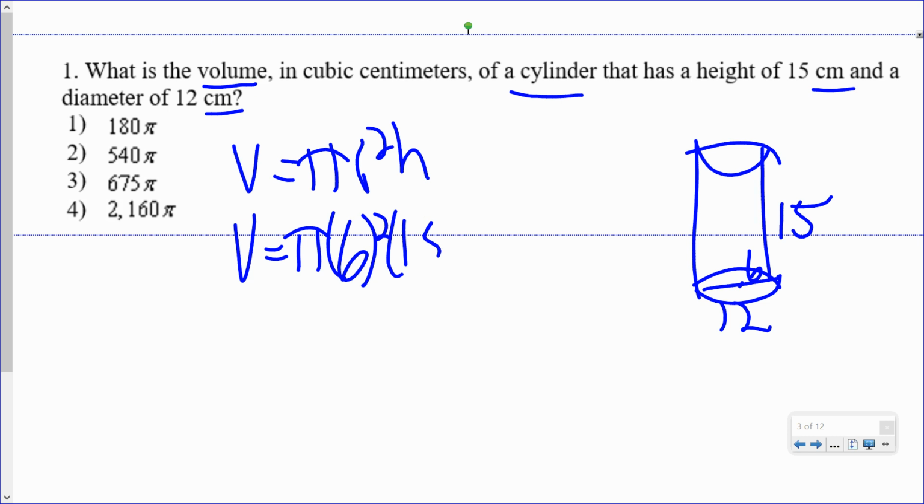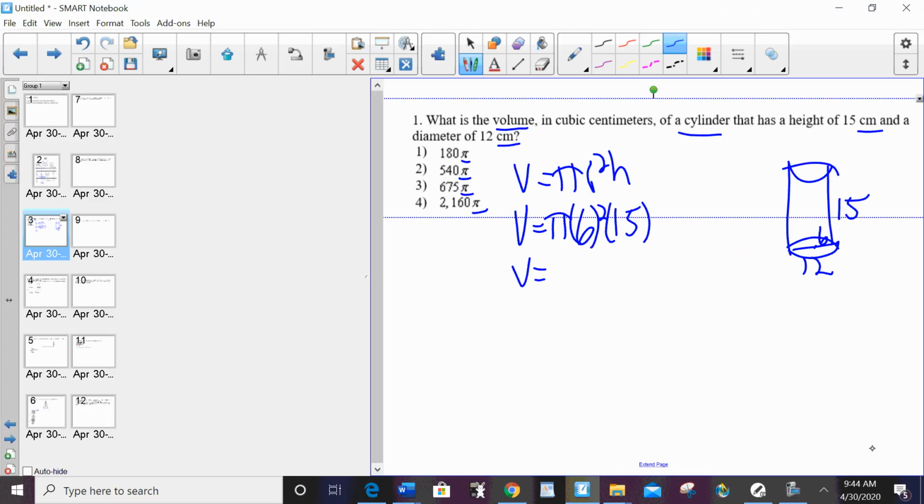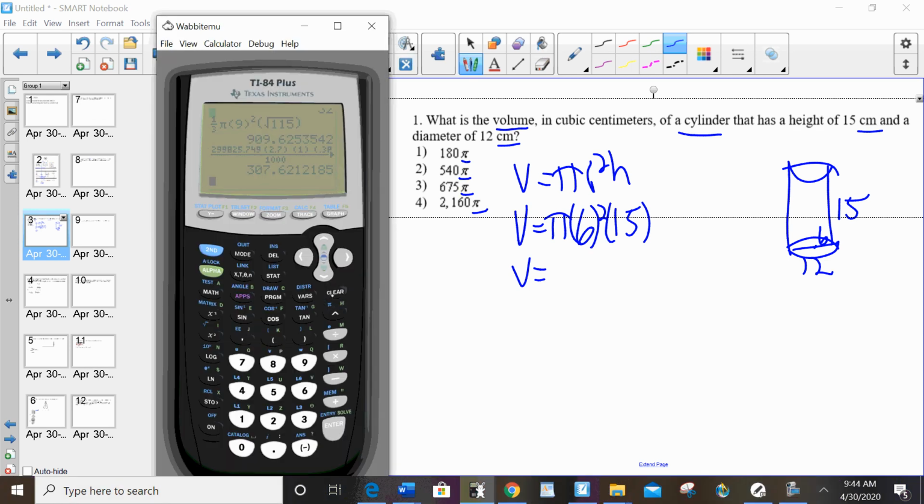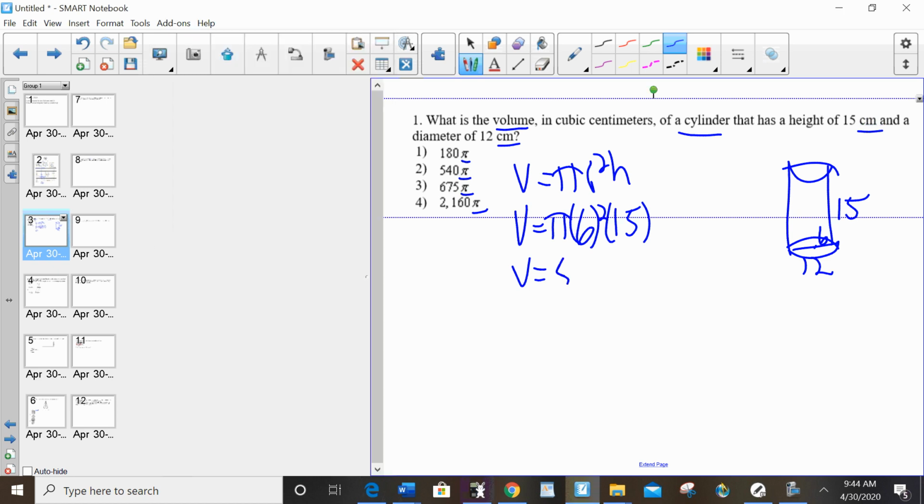The height is 15. Sometimes I type pi in, sometimes I don't. Since they have pi's in the answer, I am not typing pi in. So I just go to my calculator and I just type in 6 squared times 15. Six squared times 15. And I have 540. So my answer is 540 pi. Choice 2 is my answer. And that's it. If it wasn't in terms of pi, then I would type the pi in.